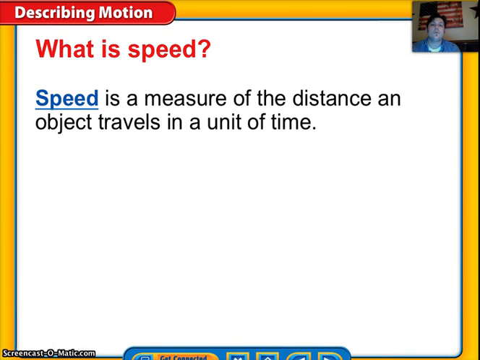So the first word, what is speed? Speed. The distance an object moves divided by the time it takes to move that distance. Go ahead and pause the video so you can write down these definitions as you need to.